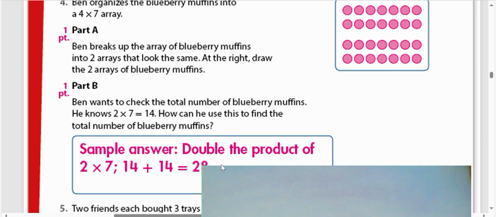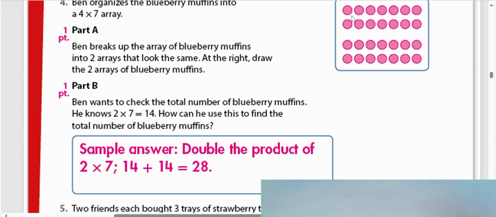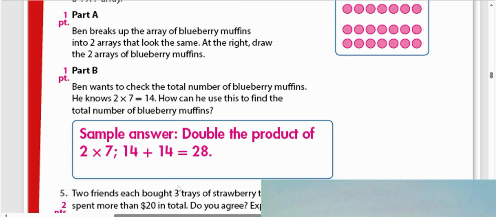Part 1, part B. Simple answer about the product, 14 also. We look here at 2 rows. Each row contains 7 elements. In 2 times 7 is 14 and here 2 times 7 is 14. 14 plus 14 equals 28. The result answer will be 28.